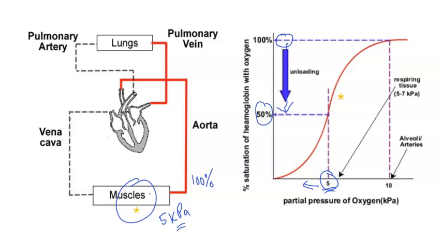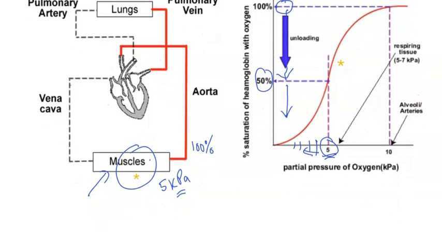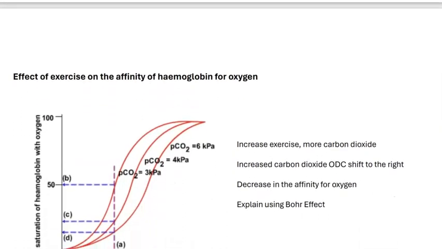The interesting question is, what are the factors which might bring the partial pressure of oxygen lower in the muscle so that even more oxygen might be released in response to the demand for oxygen? That will be explored in the next videos.